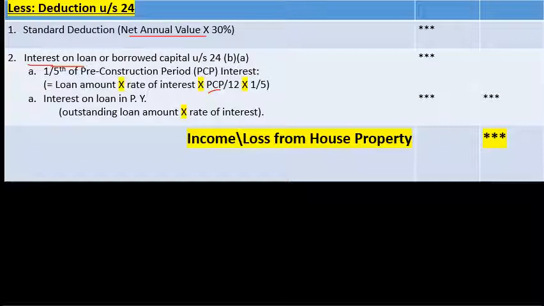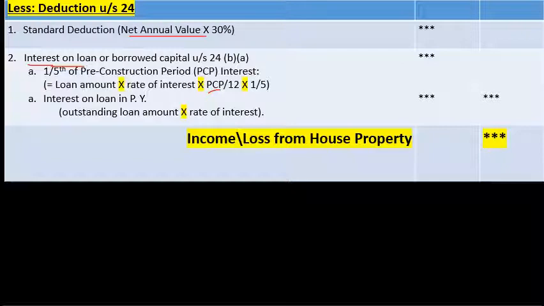Here you have to compare the date on which the loan is borrowed and the date on which the construction begins, or the date on which the construction is completed. On the basis of these values, you have to find out the PCP, pre-construction period, which I will explain in detail in the coming video. There is a separate concept related to the pre-construction period, and while solving problems you can easily understand it.